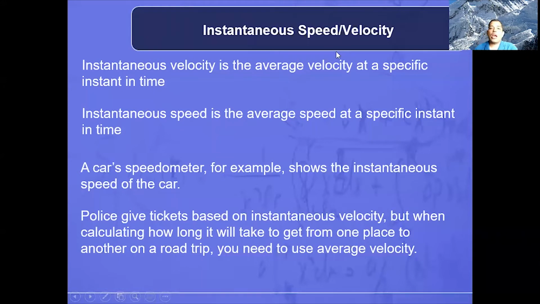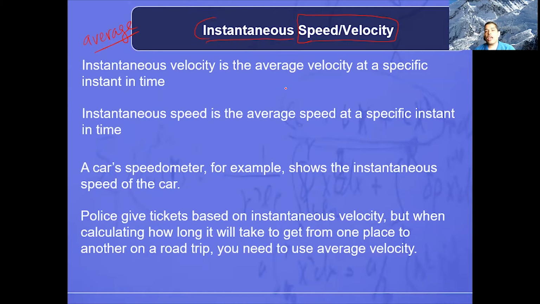Next thing I want to introduce here is instantaneous speed and velocity. In the previous slide, we talked about average speed and velocity. Now we talk about instantaneous speed and velocity. So what is instantaneous velocity? It is kind of the average velocity at a particular time.